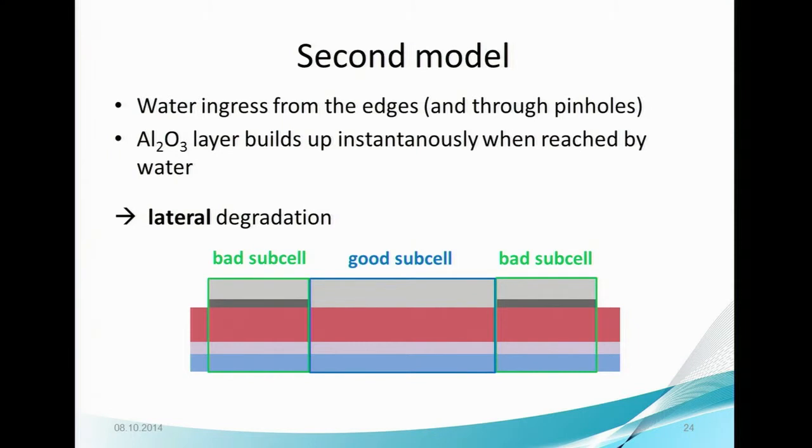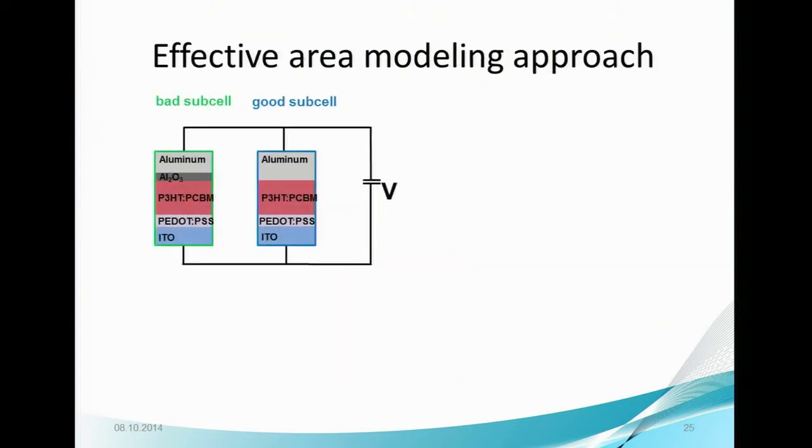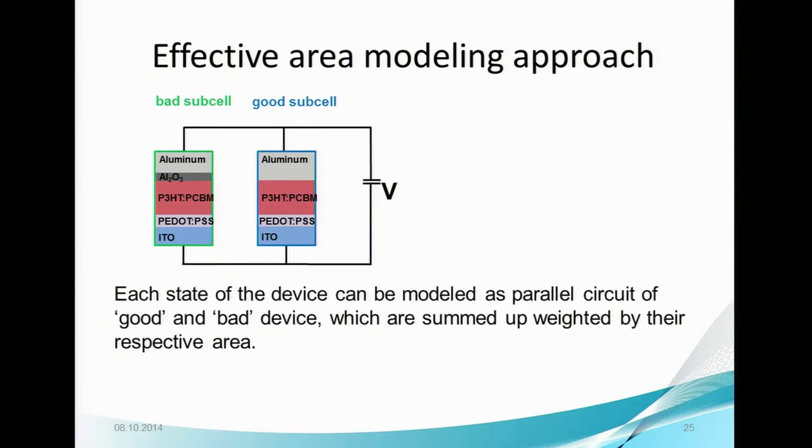You can now think of your device as a part, the outer parts, which are already degraded, and you still have a good working subcell in the center. And this now makes it possible to simulate this if we just model these two subcells separately and add them together in a parallel circuit. So we would have the same voltage and the currents will add up. And now I can just add these currents up, weighted by the effective area. So I introduce this parameter x, which corresponds to the part of the active area which is already degraded. And that means x starts at 0 for the fresh device and goes up to 1 for the fully degraded device.